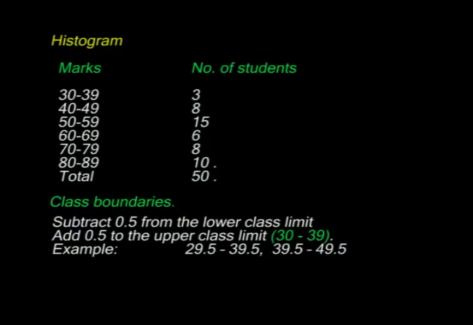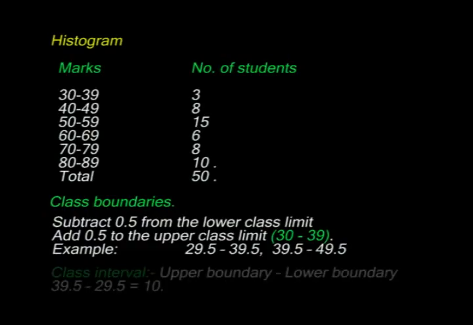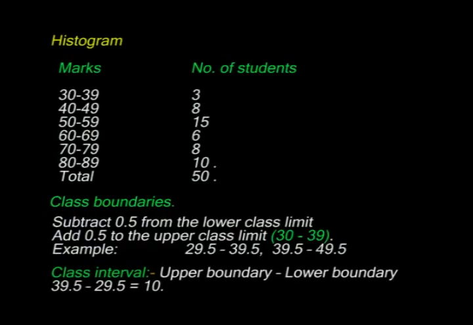We have added 0.5. The difference between the upper and the lower boundaries is called the class interval, class width, or class size. That is to say, class interval is equal to the upper class boundary minus the lower class boundary. For example, in our case, for the class of 30 to 39, the class interval is 39.5 minus 29.5, which gives us 10.